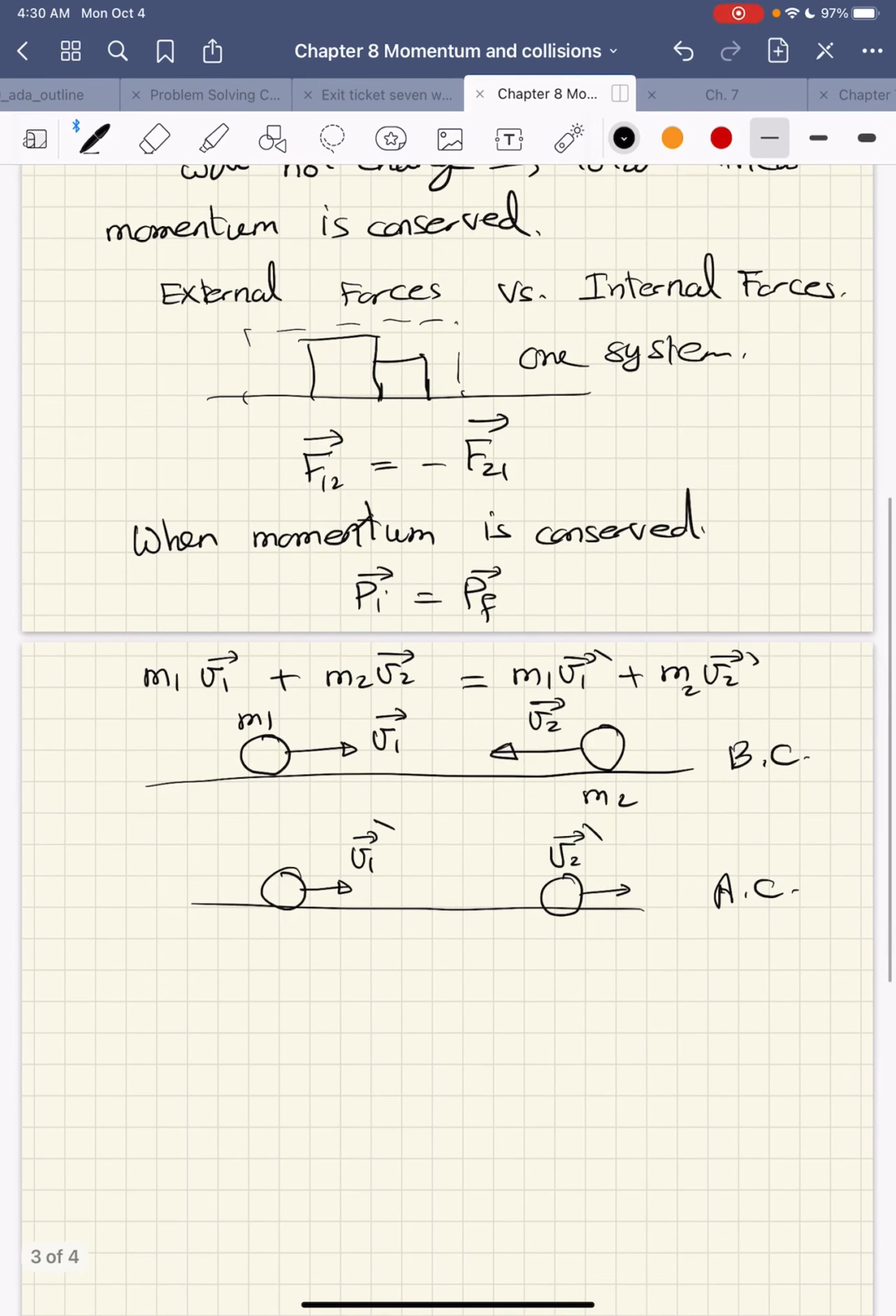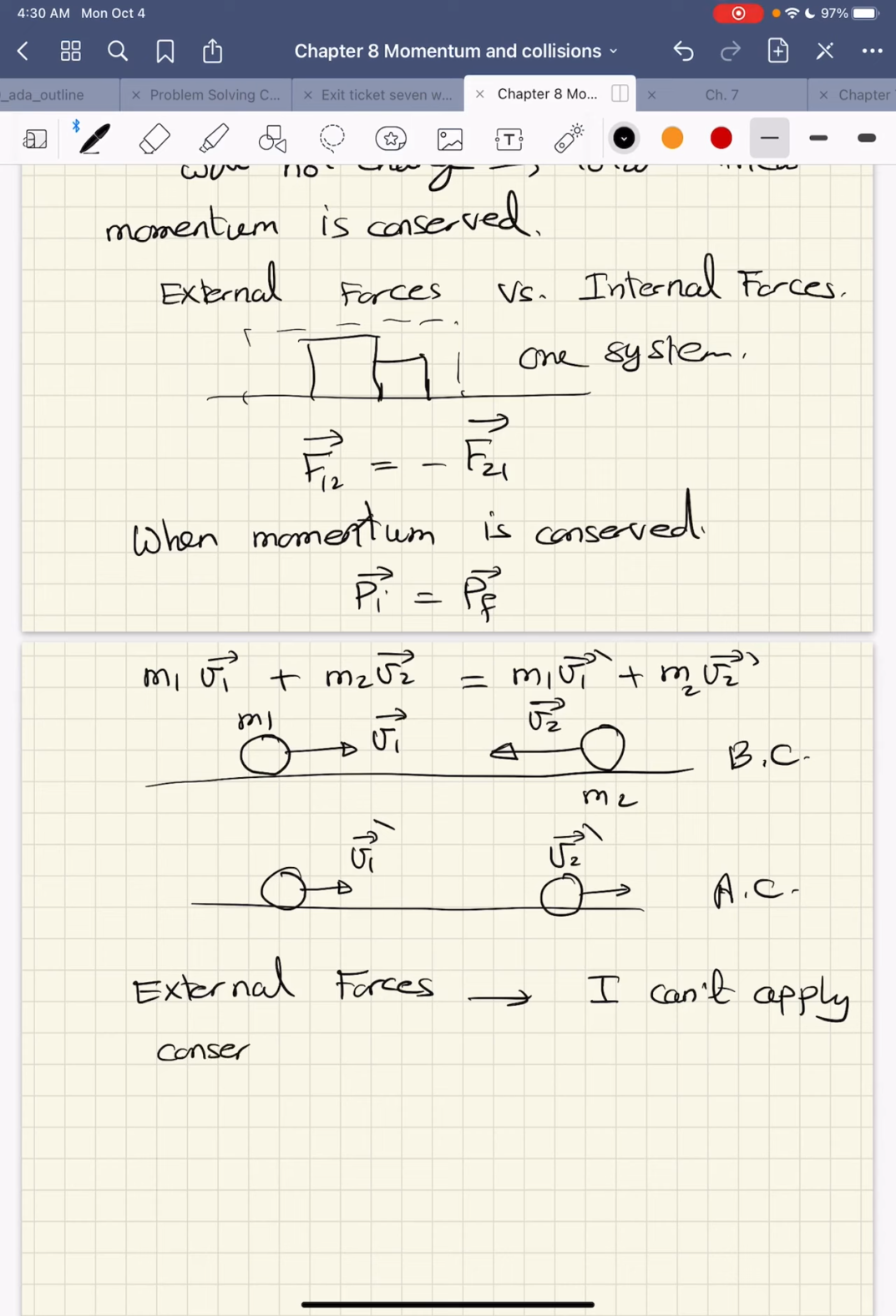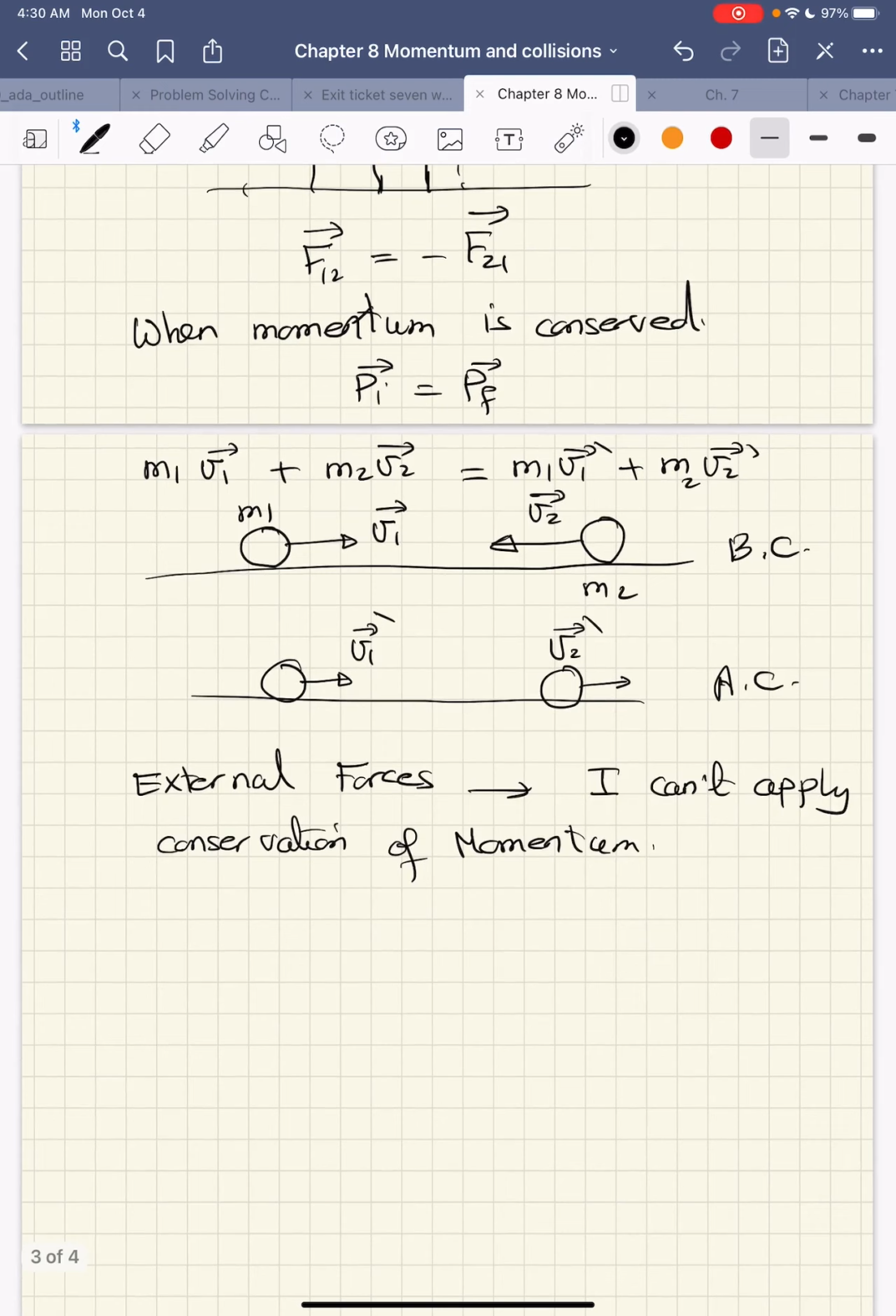Now, if I have external forces, as I said, that law does not apply, and then I can't apply conservation of momentum. Now I'm going to show you how we are going to deal with situations when the external forces are not zero.